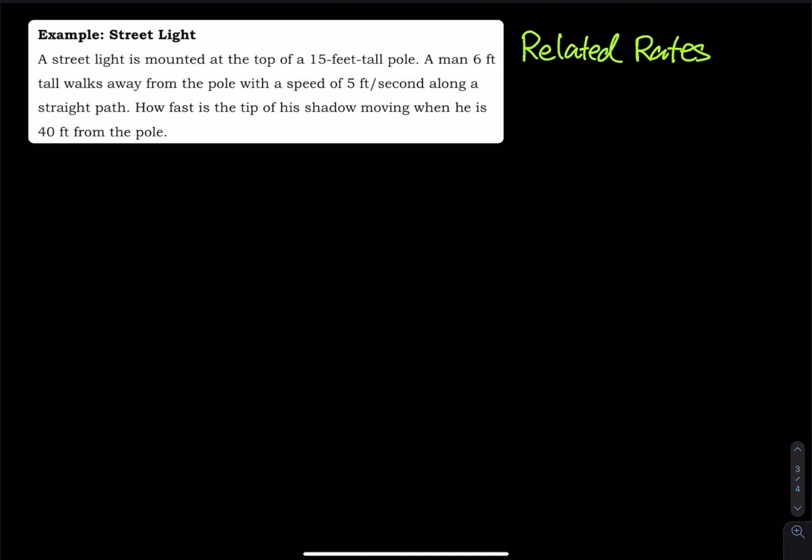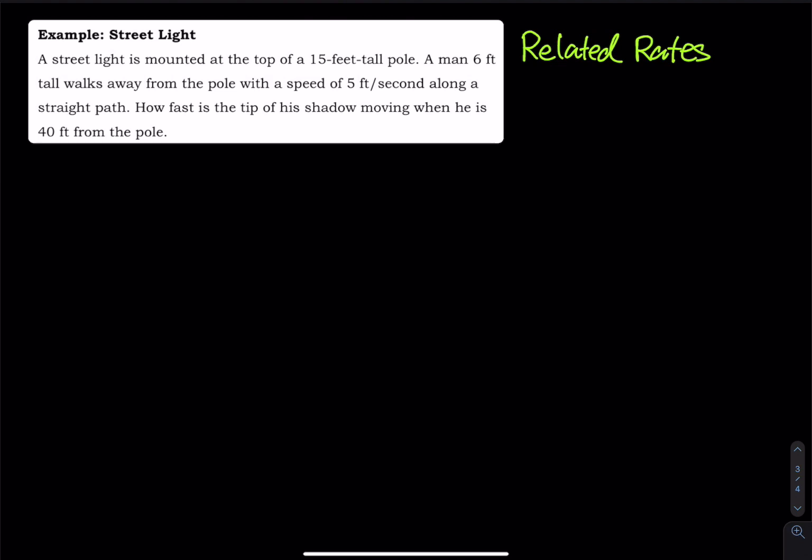Related rate problem is about a street light. A street light is mounted at the top of a 15 feet tall pole. A man 6 feet tall walks away from the pole with a speed of 5 feet per second along a straight path. How fast is the tip of his shadow moving when he is 40 feet from the pole?